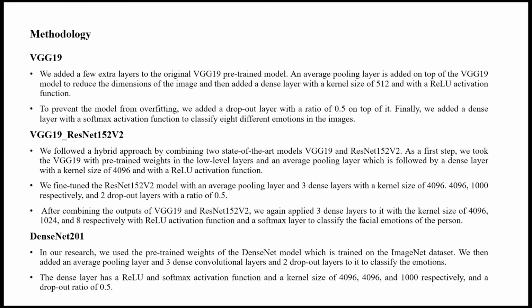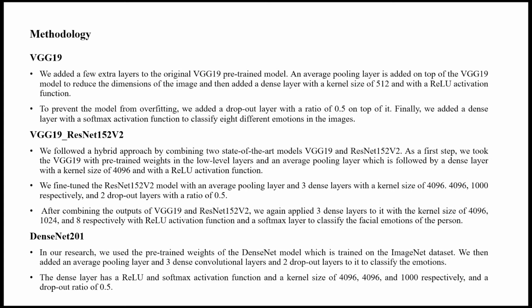And then again, we took the ResNet152 model. Same way, we added an average pooling layer, but instead of one dense layer, here we have added 3 dense layers with different kernel sizes and 2 dropout layers with a ratio of 0.5. So now we had a VGG19 model and a ResNet152 model. Here we combined the output of these 2 models, and then again we applied 3 dense layers with different kernel sizes. And at the end, we used a softmax layer to classify the emotions of the person. So that's what we have done with this one.